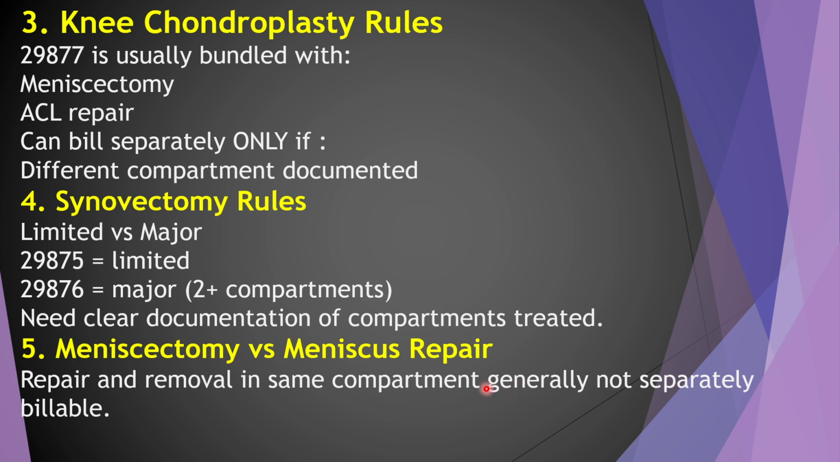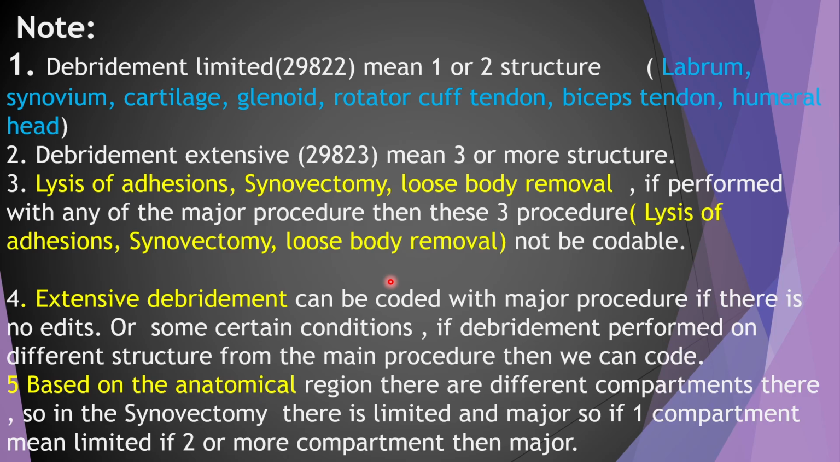Now meniscectomy and meniscus repair. Repair and removal in the same compartment cannot be separately billable. For example, if in the lateral compartment of the knee both repair and removal have been done, then these repair and removal codes can't both be coded. Only one procedure, the major procedure, is reported.